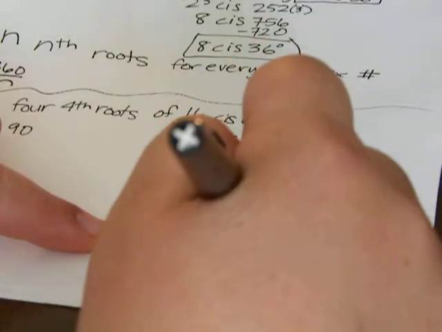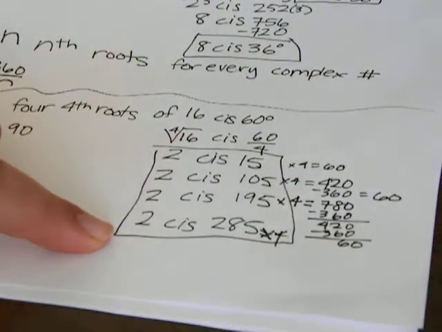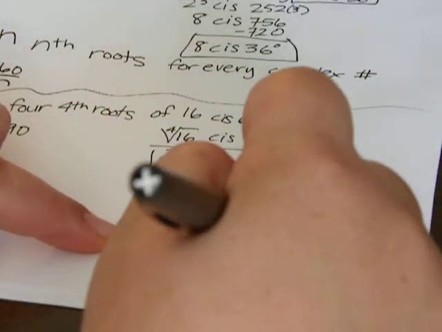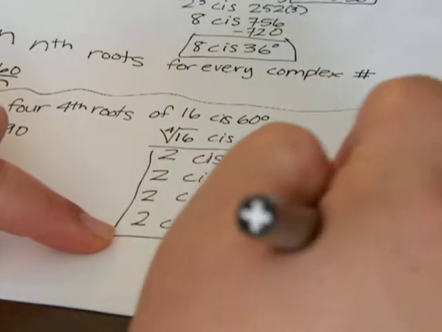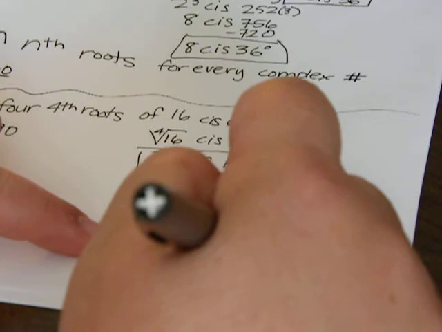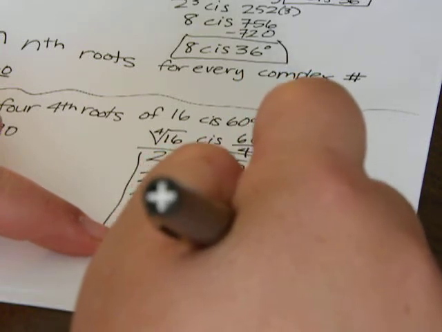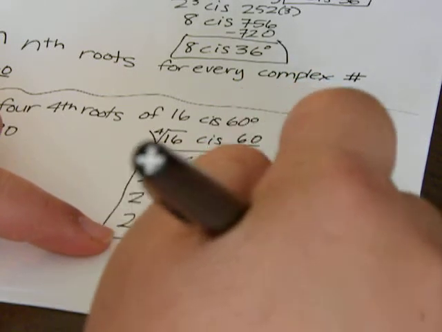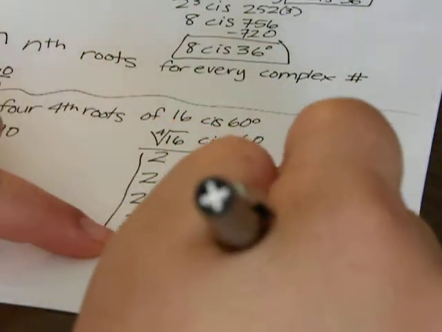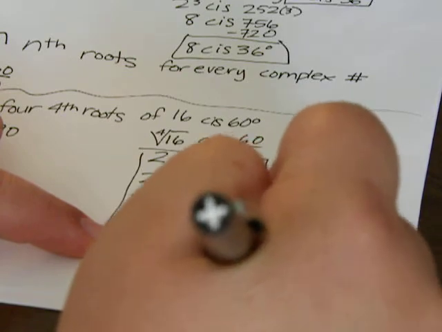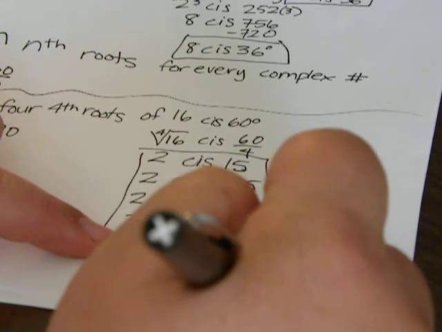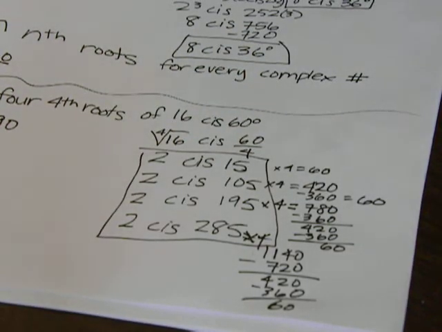And then if you check this last one, times 4, 285 times 4, you get 1,140, and then you can subtract 720 if you want, or any multiple of 360. So you get 420. 420 minus 360 again is 60. So there's your first example.